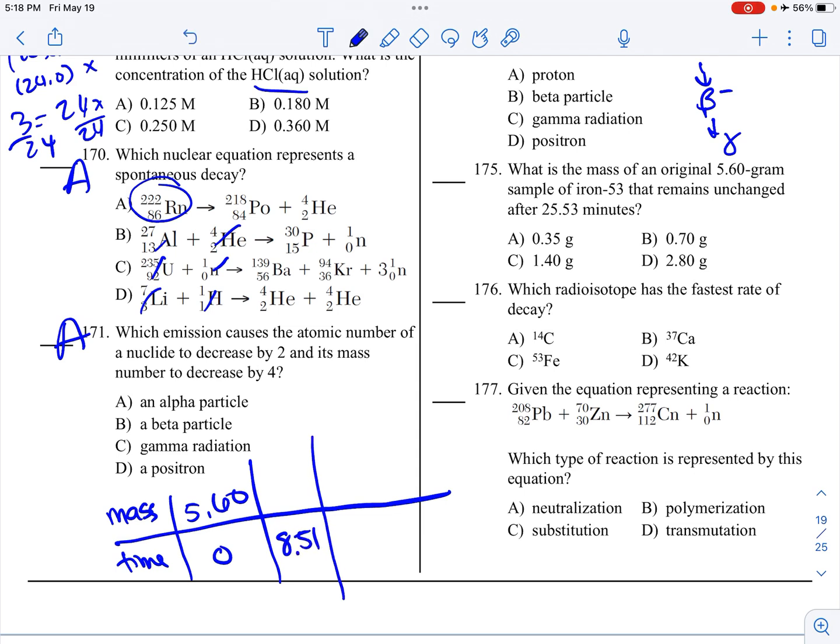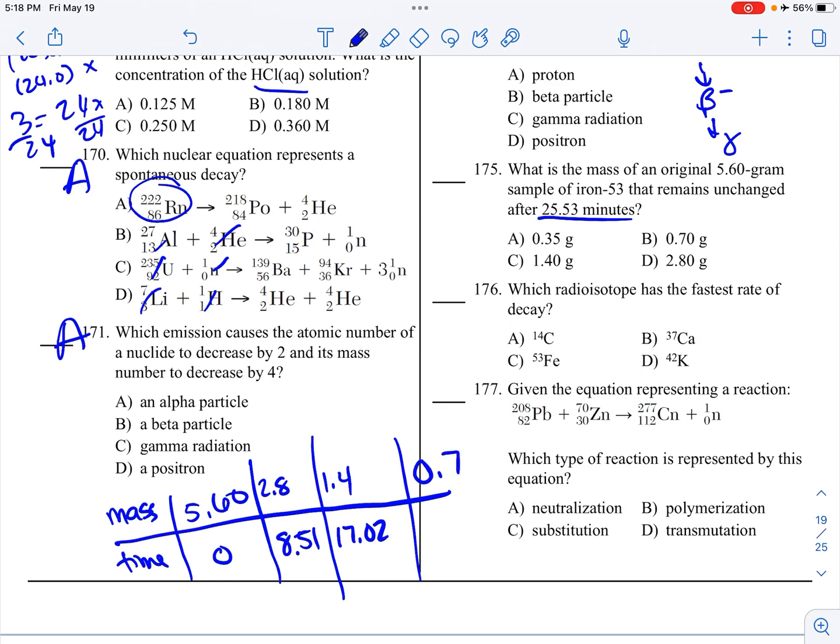And so let's go to the calculator. So the time is going to increase, but the mass is going to drop by half. So divide that. So we get 2.8. And then half of that is going to be 1.4. So then I take my time, 8.51 plus another 8.51. It's going to be 17.02. We're going to stop when we get to 25.53. So 1.4, take half of that, you get 0.7.